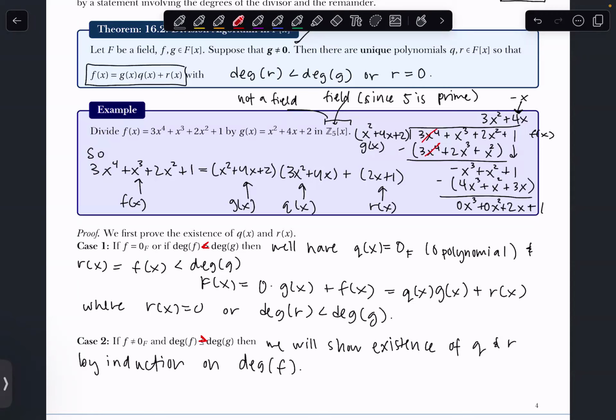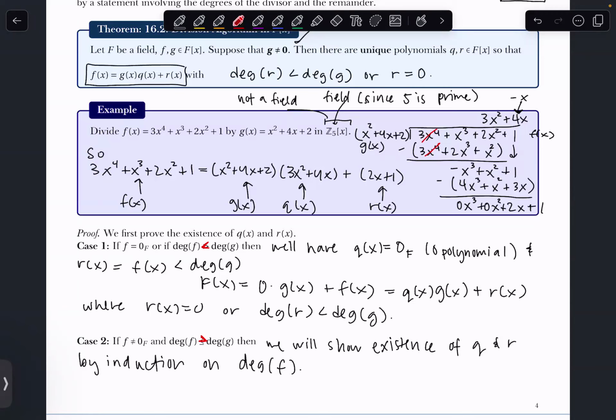Again, remember that the coefficients have to come from a field. If they come from an integral domain that's not a field, like Z6, I don't necessarily get this theorem. I don't have a nice way to factor things out, or maybe I don't have a unique way to do this, because this theorem doesn't just tell us how to write f as a product of g plus some remainder.